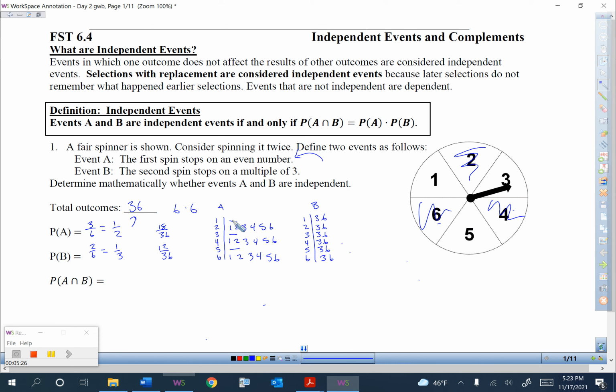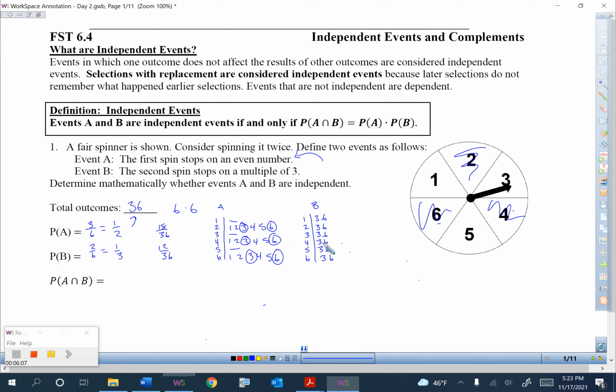Okay, so I've got nothing with 1, which means those don't matter. But in 2, I want to look for 3 and 6, and those show up. Same thing with the next one. Okay, 3 and 6 show up on the 4s. And 3 and 6 are showing up there.